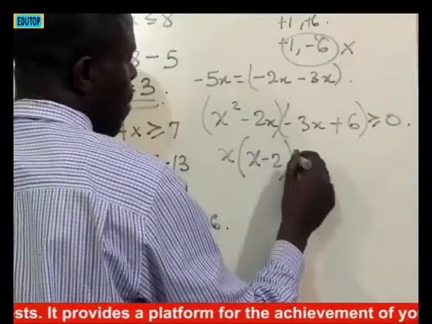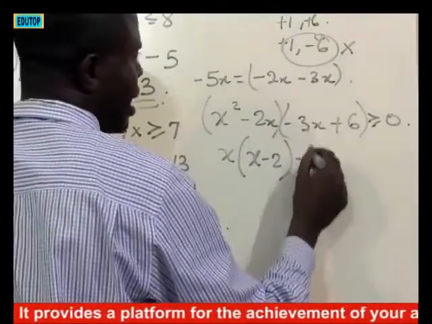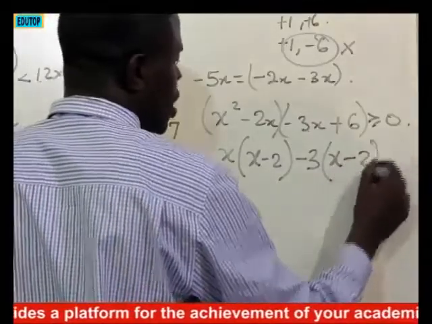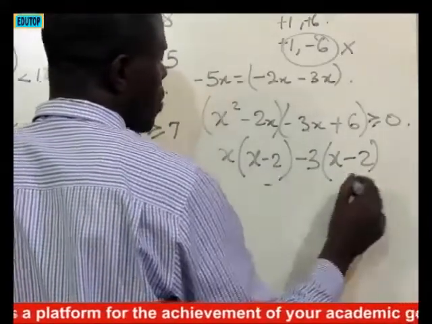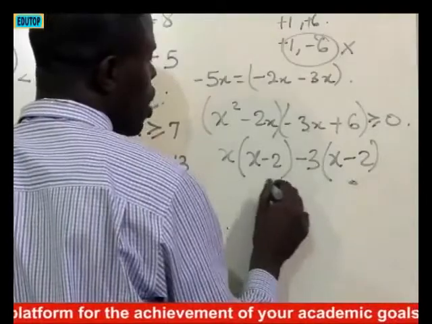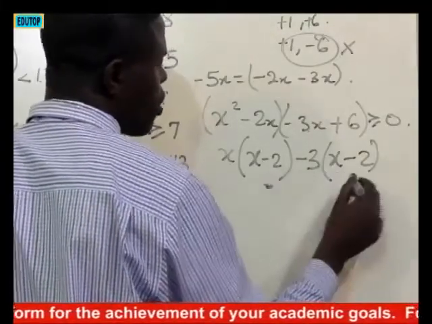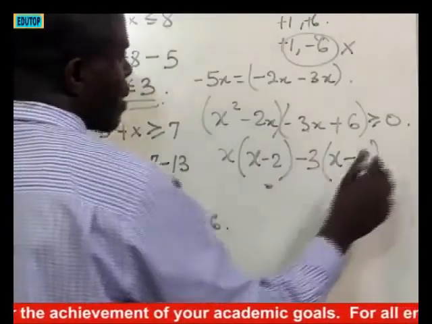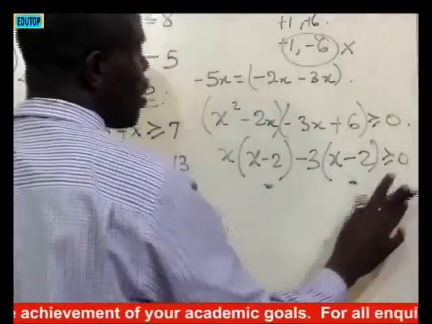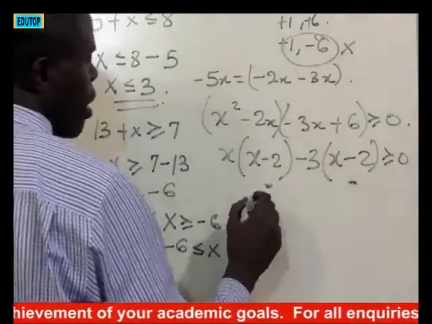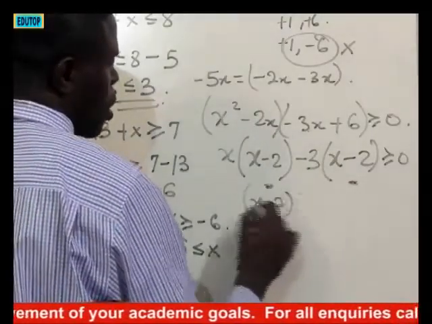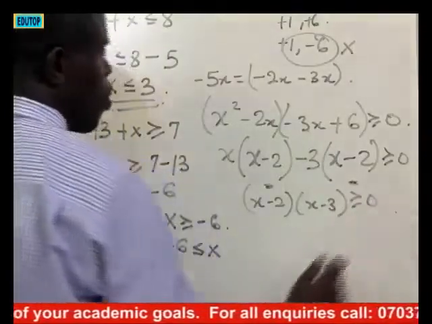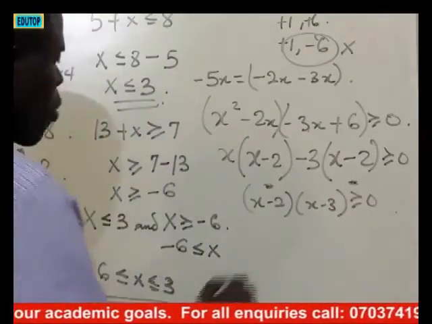What is common here? You bring the minus out first. What is common here? 3. 3 is common. Then you are left with x minus 2. The content of what you have here must be the same. That is the only way you can convince yourself beyond reasonable doubt that this expression has been factorized successfully. So in this situation you have x minus 2, x minus 3, greater than or equals to what? 0.